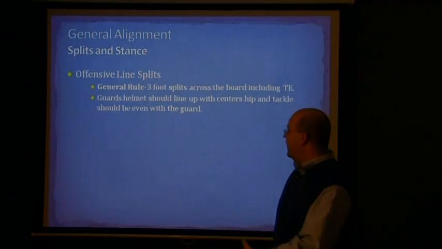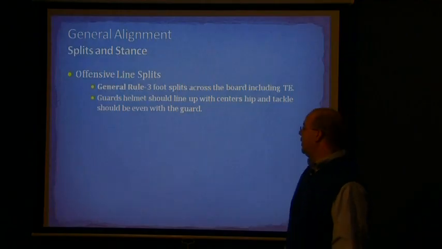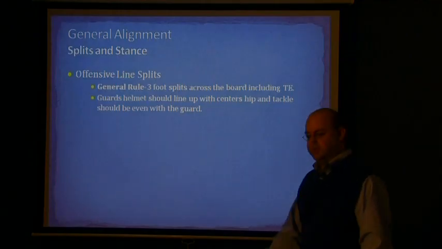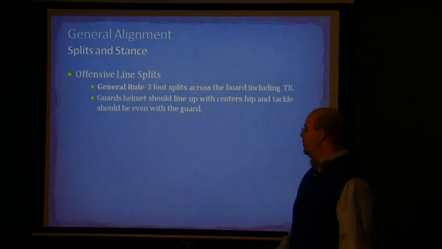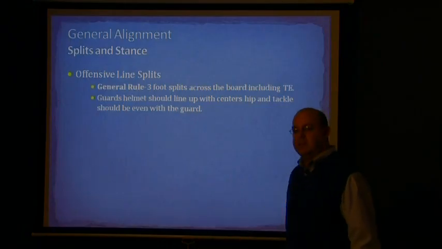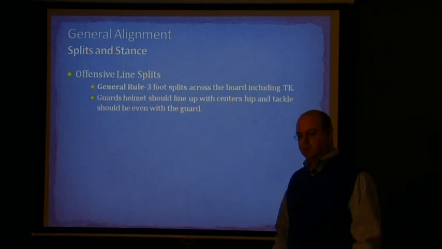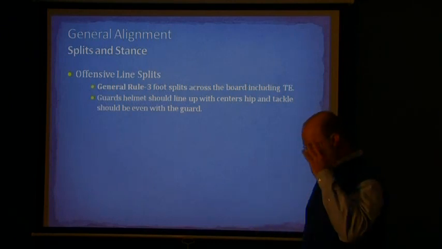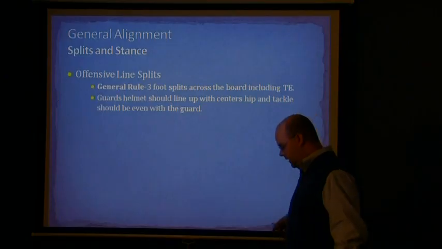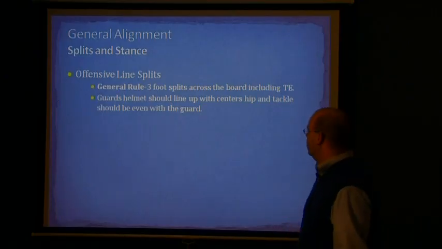As far as where we align off the ball, we tell our guards that when the center's in his stance, your helmet should line up with his hip, and then the tackle should be even with the guard. So, generally, guard's helmet to center's hip, and then even the rest of the way, including the tight end.